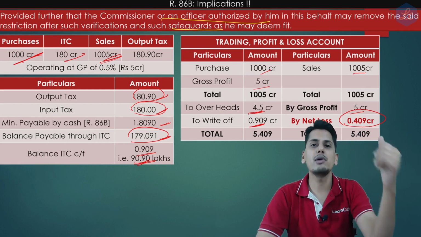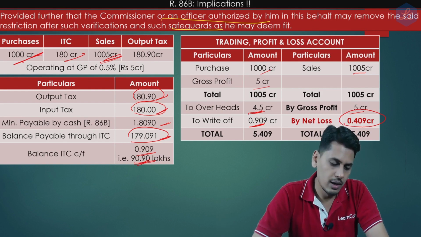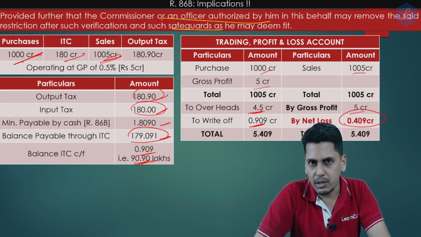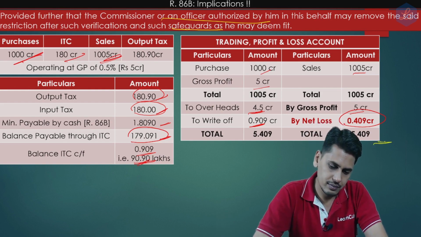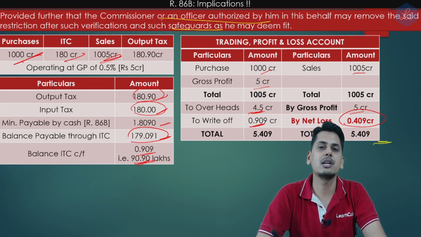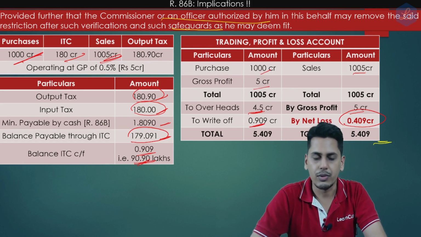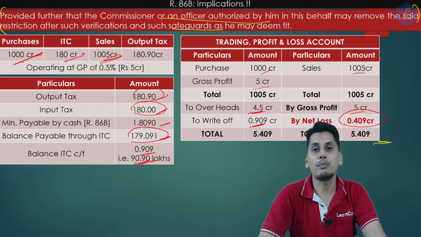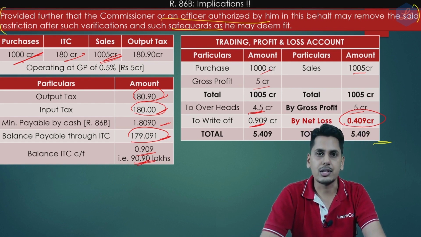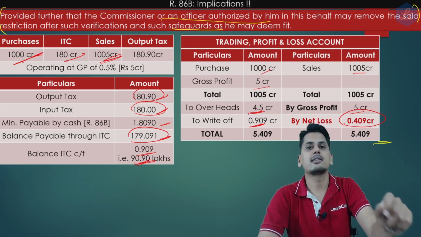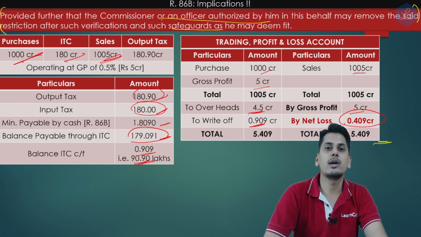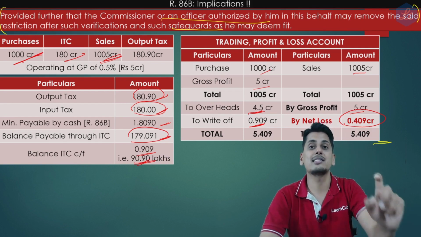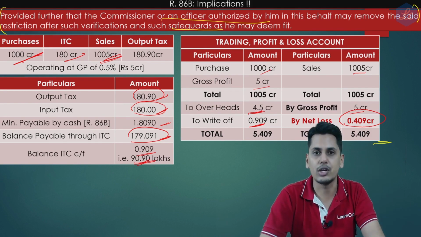He may say, give me a bond, give me a bank guarantee. So some safeguards he may put, and thereafter he can uplift the restriction which is placed by Rule 86B. So I am sure with this example you are able to understand what is the power of this particular relaxation. It is there to relax the restriction which is placed by Rule 86B for certain specific assessees on application.